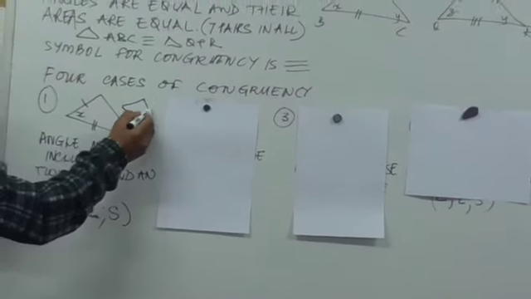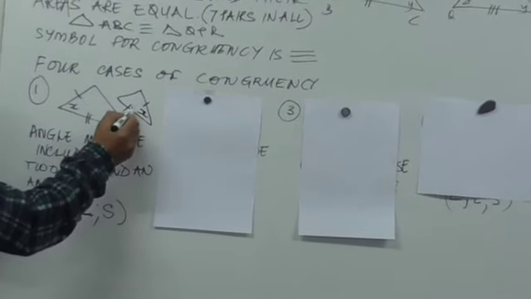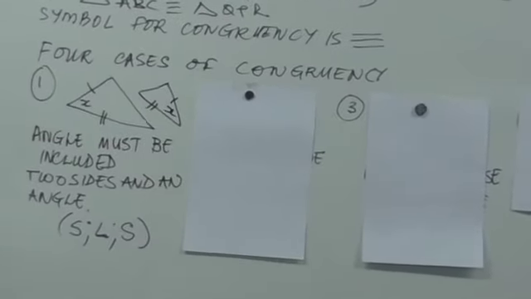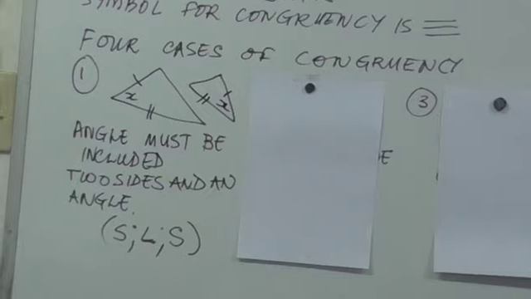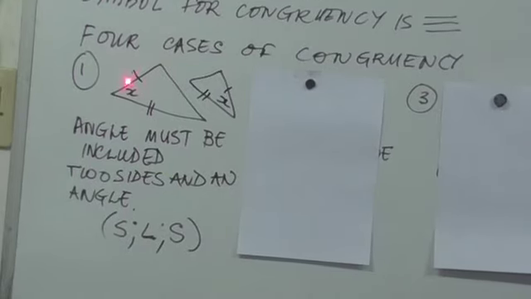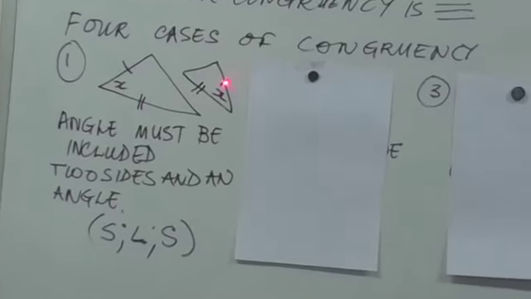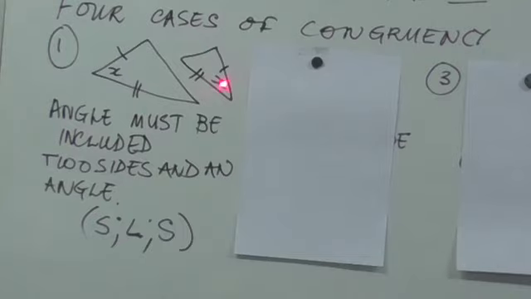and in these 2 triangles, I can see that the side here is equal to the side there. The angle here is equal to the angle there.